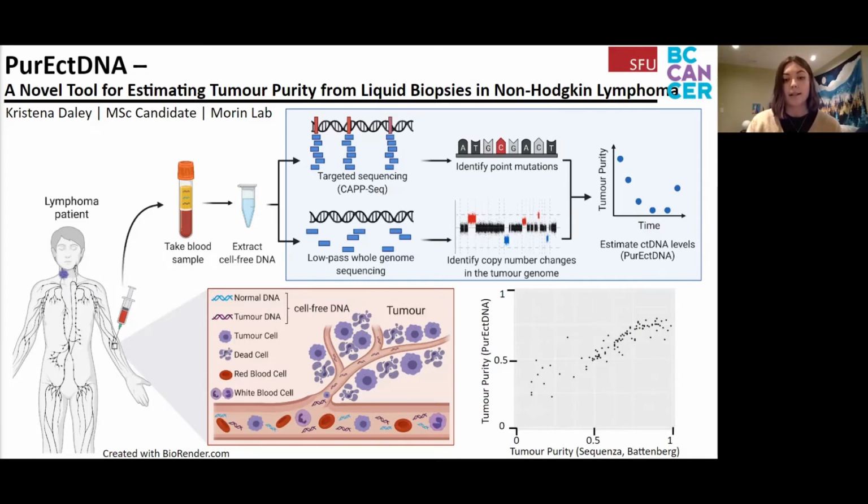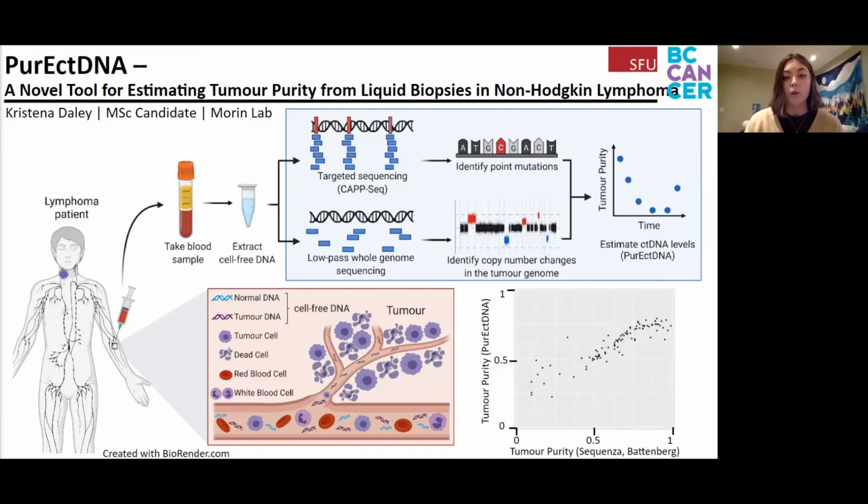To address this, I've developed a novel bioinformatic tool called PureCTDNA, which stands for the purity estimation of circulating tumor DNA, that implements both copy number variants and somatic single nucleotide variants from two different data types, low-pass whole genome sequencing and CAPP-seq. This program leverages variant allele frequency, ploidy, and copy number to estimate the level of ctDNA from somatic variants in a blood sample. Along with an estimate and summary table that's output for every sample that you enter into the program, I've incorporated different parameters to account for unreliable copy number calls, as well as optional plotting.